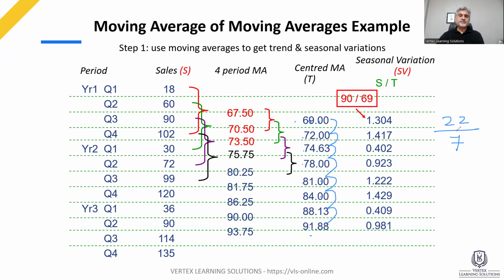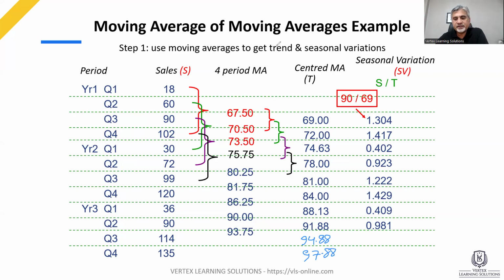So I can say that my trend has overall increased by 22 points or $22 or $22,000, whatever, over a period of 7 quarters. So it means that on average, I'm increasing per quarter by 3. So per quarter, I'm increasing by 3. So if I'm increasing per quarter by 3, it means that here it should be 94.88. And here it should be 97.88. Trend I can calculate.